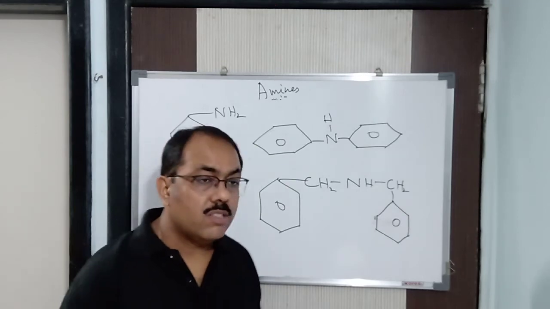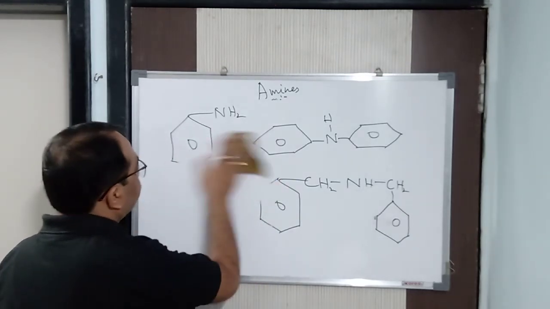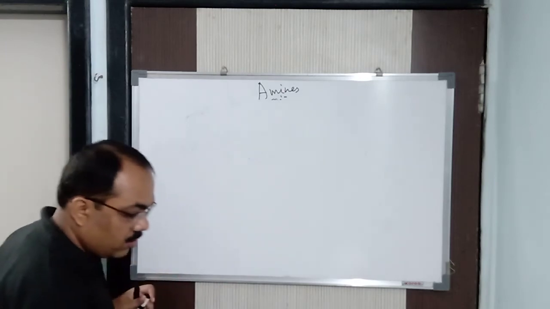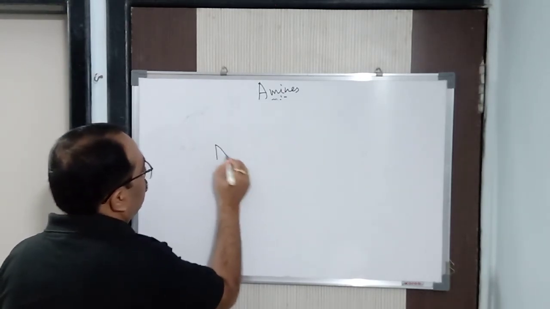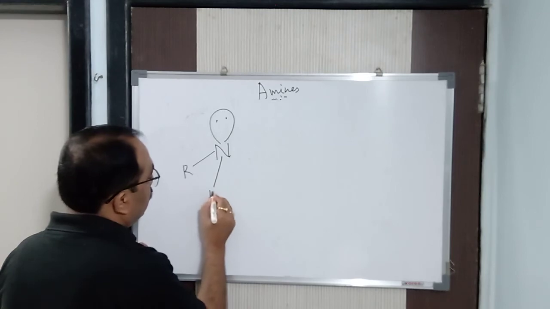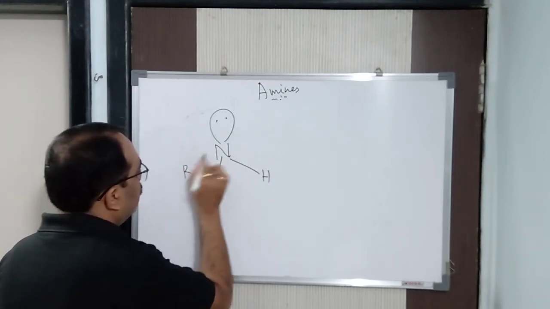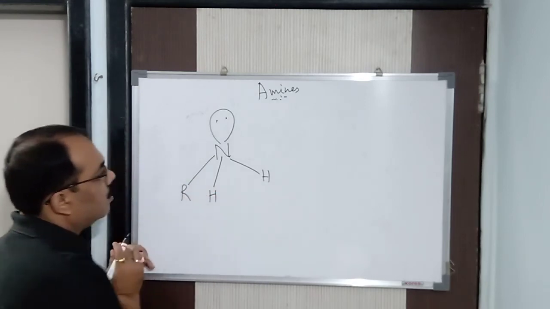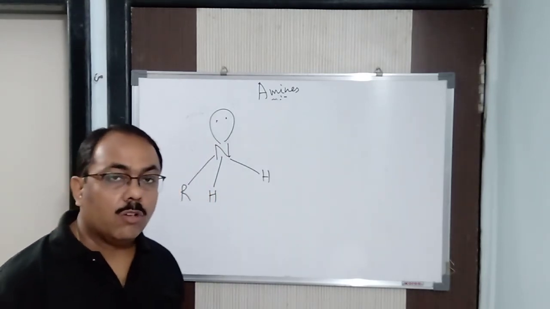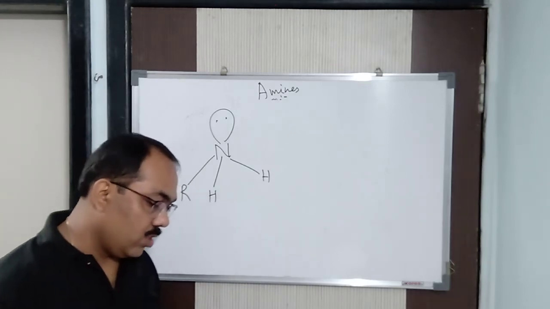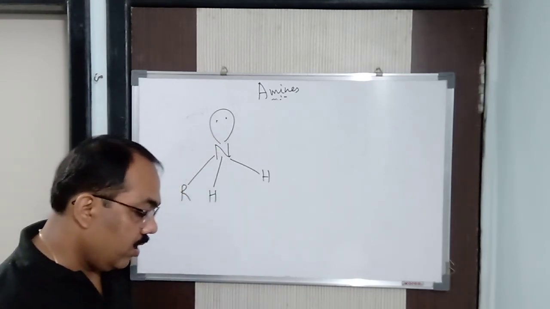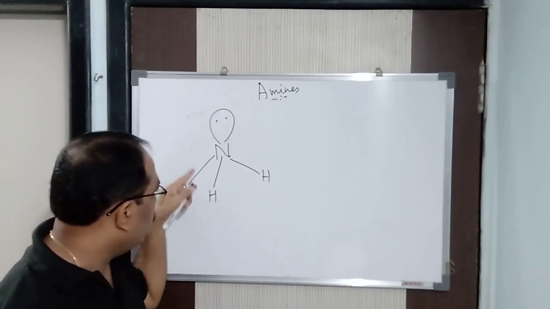Now coming to the structure of amines, amines show sp3 hybridization. How is it? See here. The nitrogen is the central atom, which contains a lone pair of electrons, and this is your R, this is H, and this is another H. So this is a tetrahedral structure. The nitrogen atom occupies the central position, and one hybrid orbital contains a lone pair of electrons, whereas the remaining 3 contain 1 electron each.